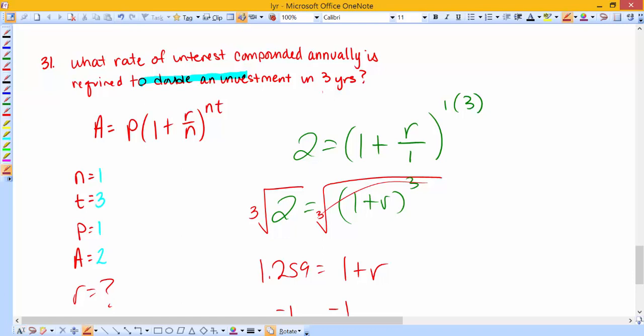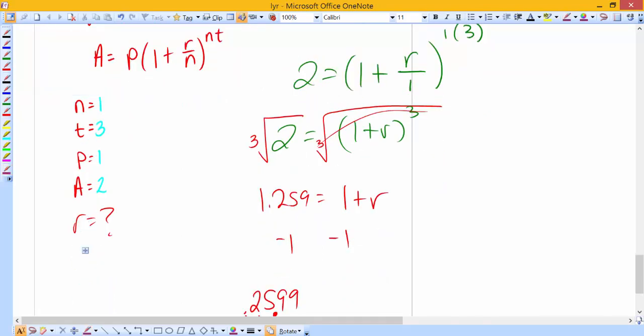Interest rate is compounded annually, so N is 1. 3 years, time is 3. And then it just says, I want to double my investment. So pick a number. How much money are you going to plug in? And you want to double it. I went easy. I went with 1. I'm going to invest $1. And I want to double it to $2. So what does my interest rate need to be? That's what you're having to find.